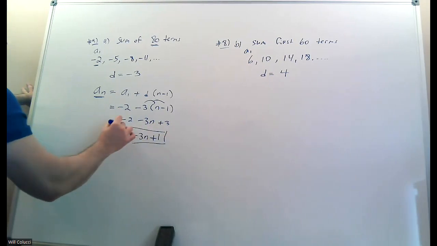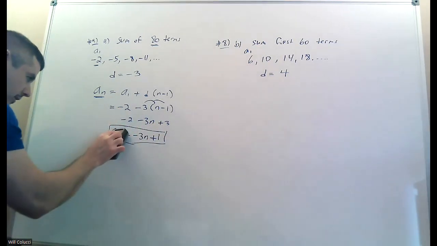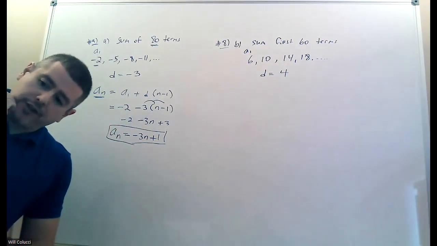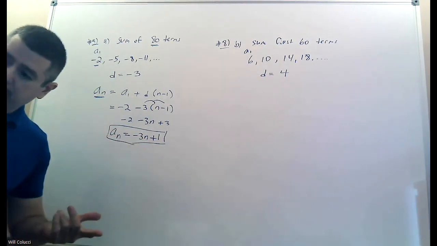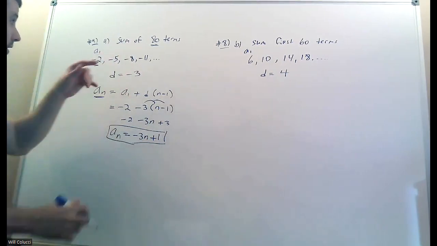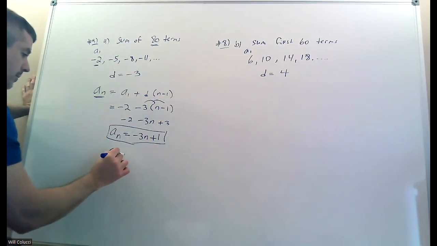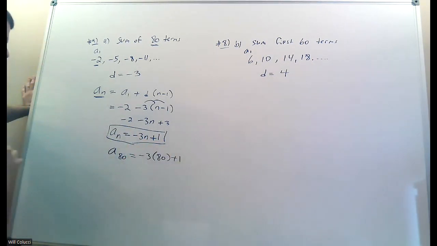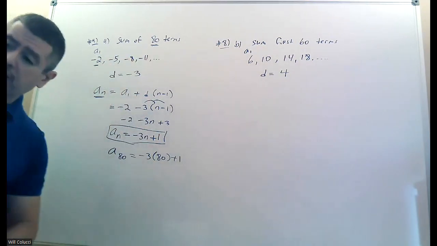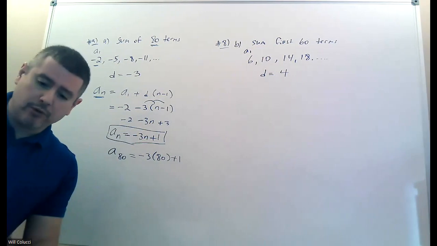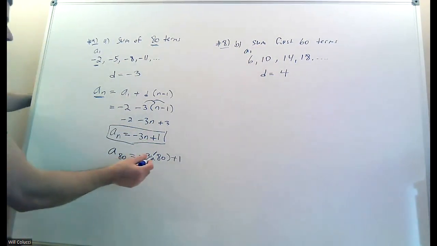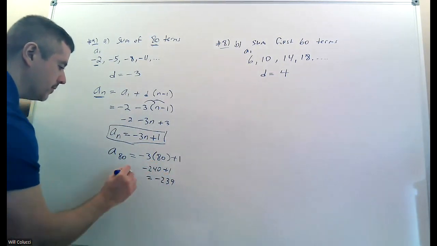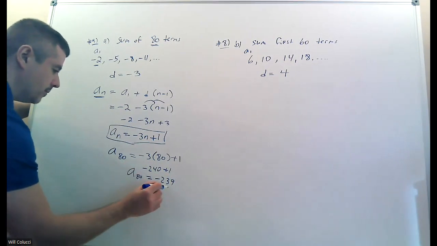This is my formula. Whatever I put in for n, if I want the 30th term, I put 30 here and 30 there. That gives me A30, the 30th term. If I want the 80th term, and I know I'm going to need it, I take 80 and put it in there for n. This is going to give me the 80th number in this list. If I were to continue writing that list out to 80 numbers, which is ridiculous, this is the number I'd get. This is -240 plus 1, which is -239. That's the 80th number in my list.